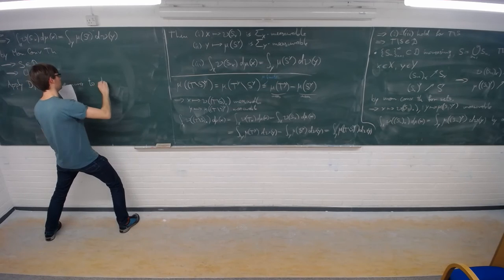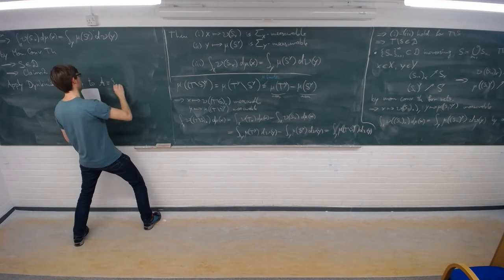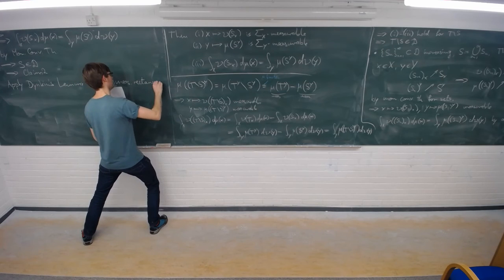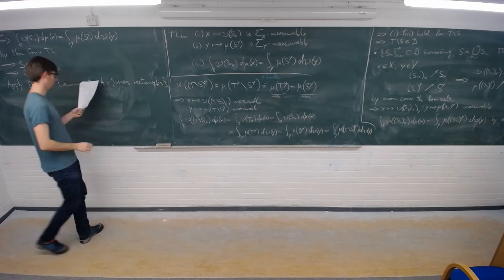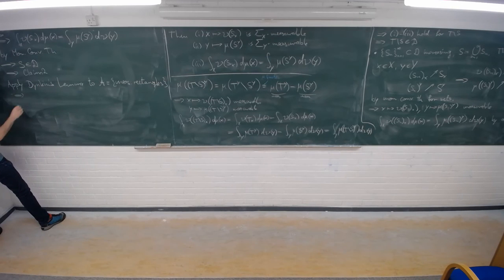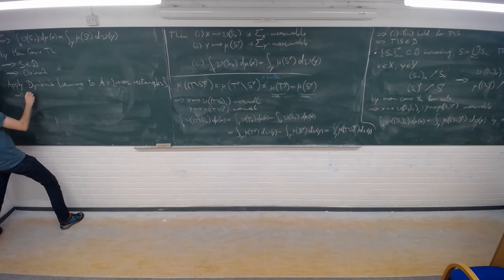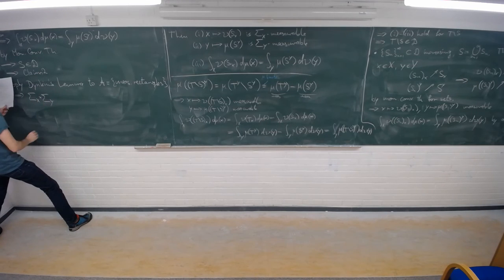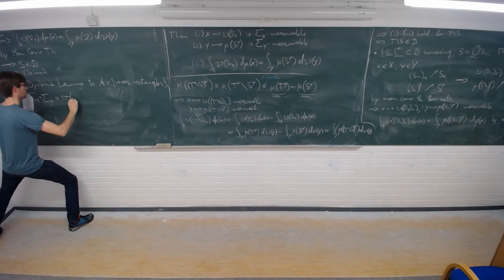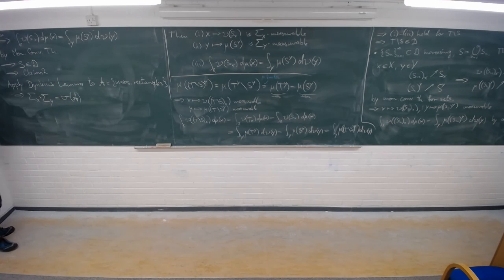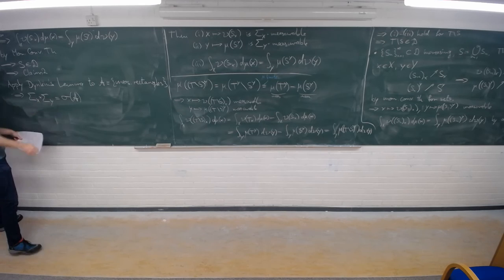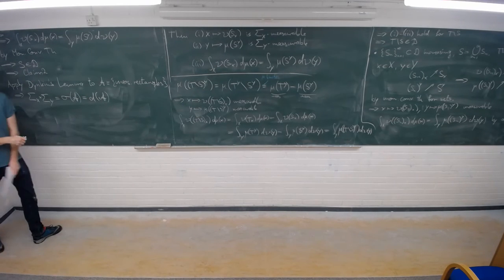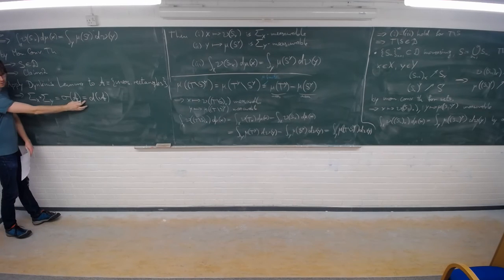To the pi system of measurable rectangles. And from that we get that the sigma algebra generated by A, which is the product sigma algebra by definition, is equal to the D system generated by A. So this equality is Dynkin's lemma.